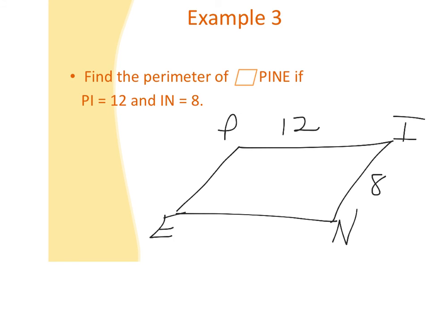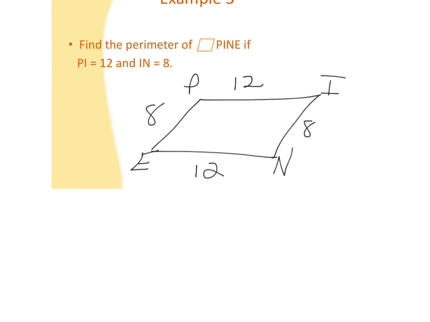How can I find the perimeter of this parallelogram? How can I find those other two numbers? What are we going to do, Alex? Okay, how much is EN going to be? 12. Okay, how much is PE going to be? Okay, how do I find perimeter? Add them up, right? Anybody know what 12 plus 12 plus 8 plus 8 is? 40.